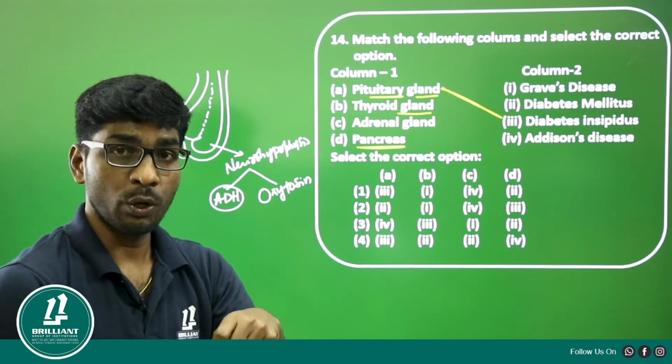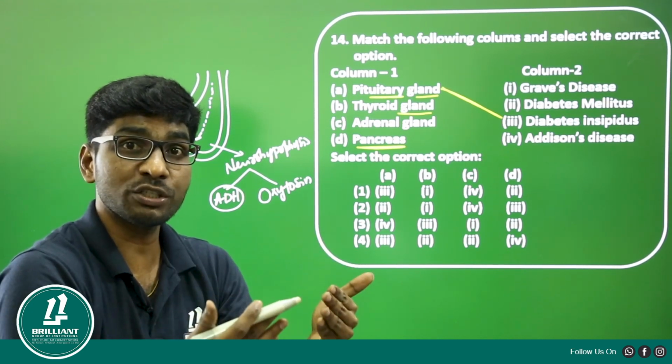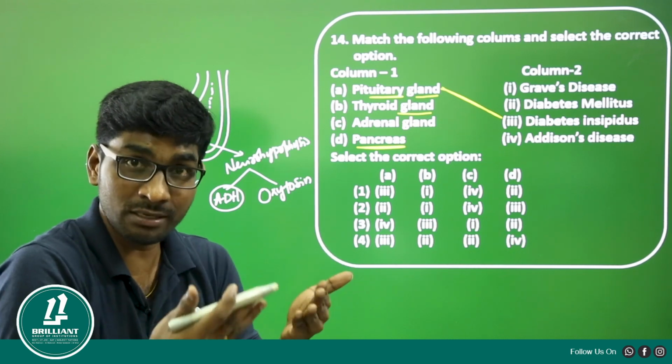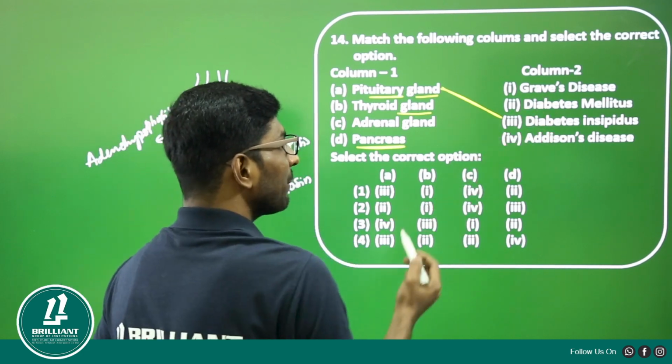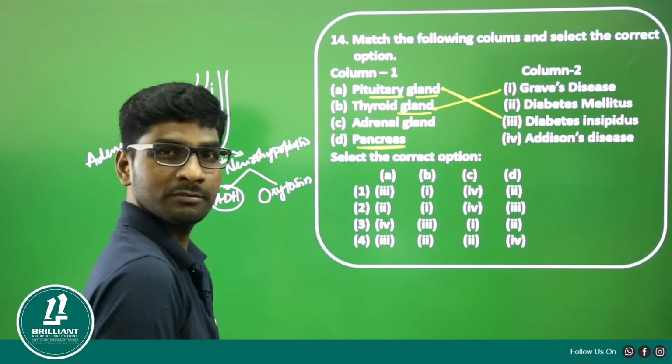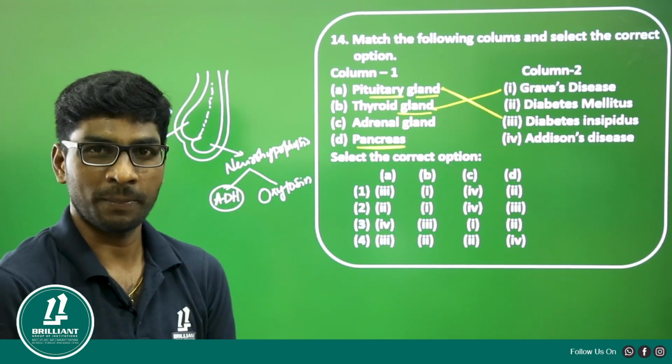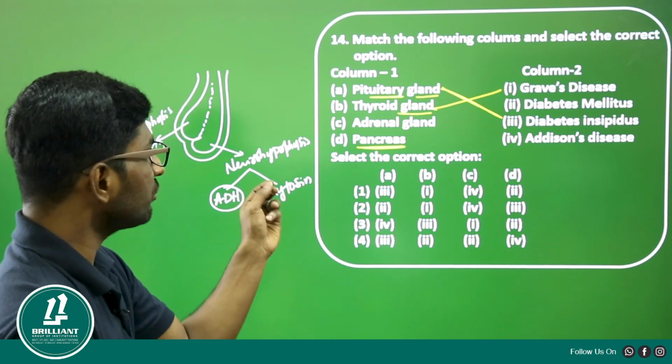Thyroid gland. How many of you remember? Hyperthyroidism. Oversecretion of thyroxine hormone leads to Graves' disease. Hyperthyroidism, right? Oversecretion.